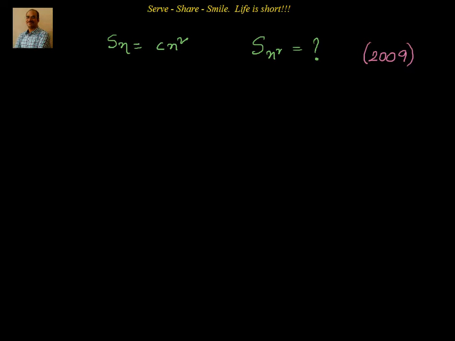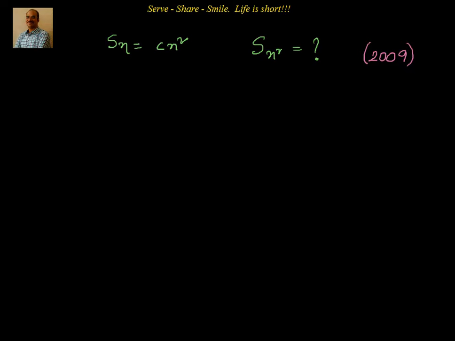Let's look at this example. We have been given that the sum of n terms of a series is given by S of n equal to c into n square. We have to find out what is the sum of n square terms. That means the sum of the square of all these terms. What is the sum of that?